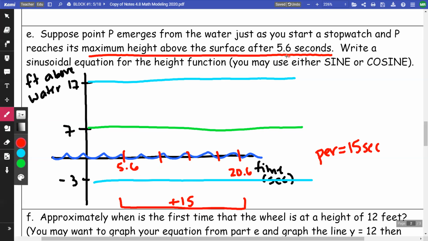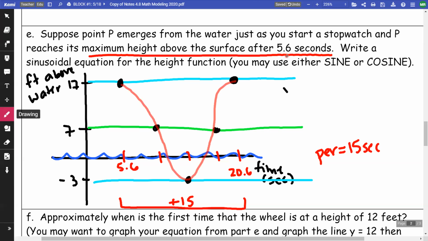Now, we know that this is going to be at the max height. So I'm going to go at 5.6 to the high. And one whole period, if I'm starting at a high, I'm going to end at a high. And this is going to be a cosine. Then halfway in between is going to be my low, and halfway is going to be my 0 and my 0. I'm going to think of this as a cosine graph. And then we're going to write our equation. Again, I'm going to write it as a cosine because I'm going high to high.